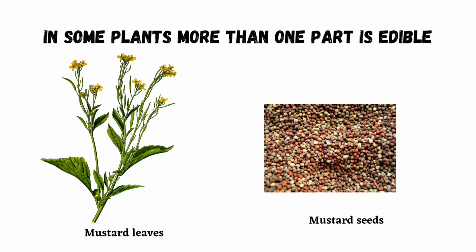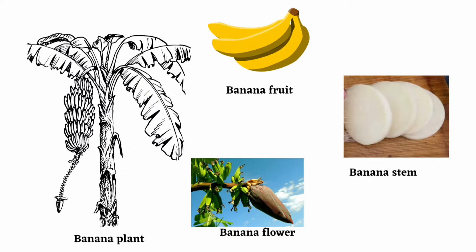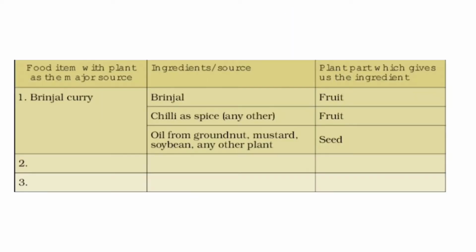Now in some other plants, more than one part of the plant is edible, such as mustard. Mustard leaves are used as a green leafy vegetable, whereas mustard seeds are used to extract oil, as well as used directly as a condiment in all the different kinds of vegetables or sabjis we prepare. In banana, more than two parts of the plant are edible. Banana fruit is used as a vegetable when it is raw and as a fruit when it is ripened. The stem is also used as a good vegetable which has medicinal properties, and flowers are also used to prepare vegetable sabji.